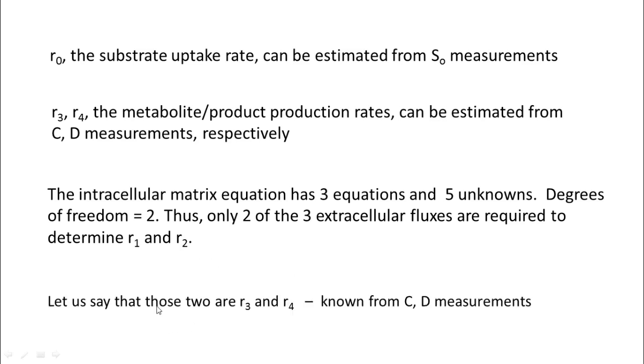Let us say that those 2 are R3 and R4, which can be known from C and D measurements. We take measurements of C and D concentrations at reasonably closely spaced times, and we have these rates as derivatives: C2 minus C1 divided by T2 minus T1, and so on.